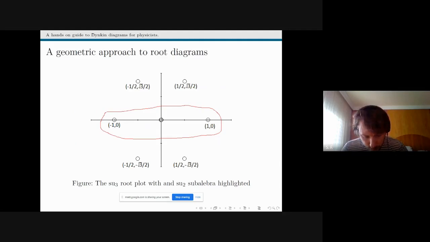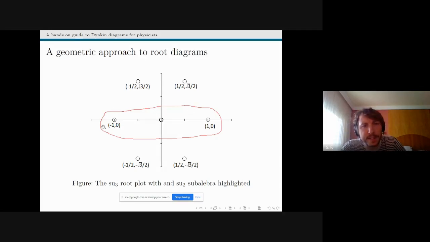All right, so now let's try to throw all of that algebraic work behind us to a certain extent, and let's have a new look at these root diagrams. So on the screen here, I have the SU3 root diagram.